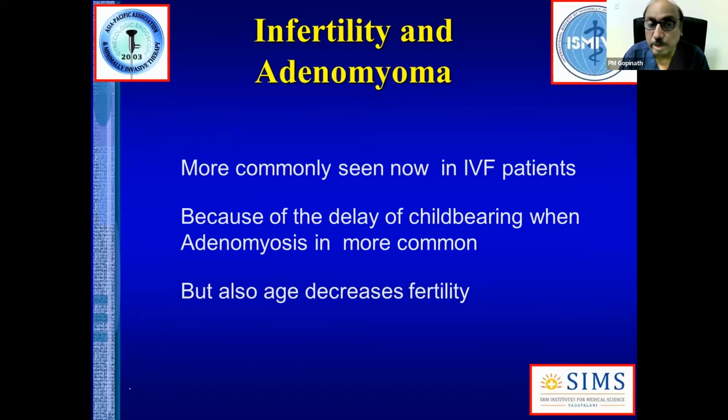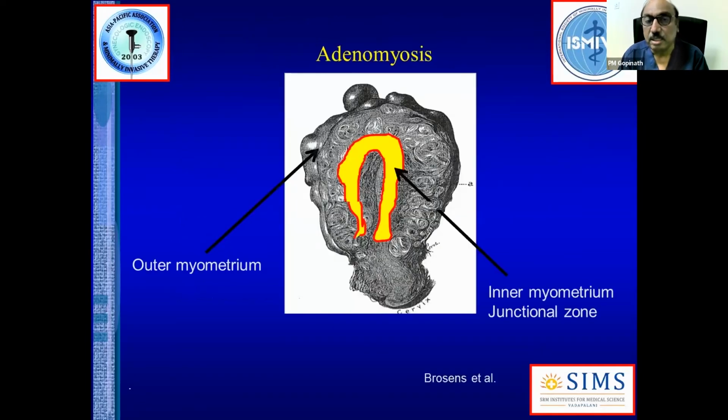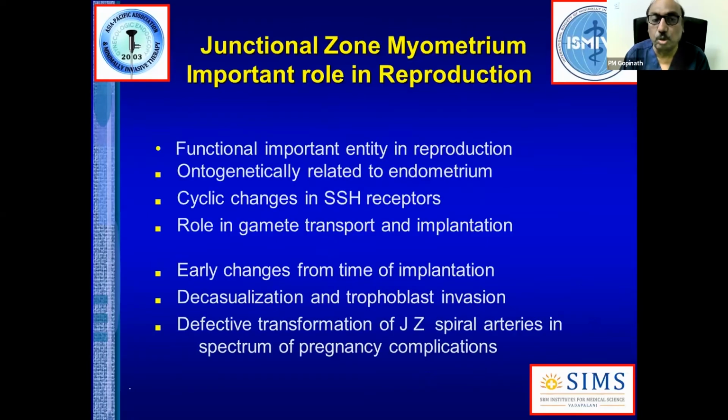What about the adenomyoma? It is most commonly seen in IVF patients because of the delay and also the increase in age. This is the junctional zone between the outer and inner myometrium. This is very important because it has a series of changes and it is a functionally important entity in reproduction. Ontogenetically, it is related to the endometrium. Cyclical changes here are affected, and gamete transport and implantation take place here.